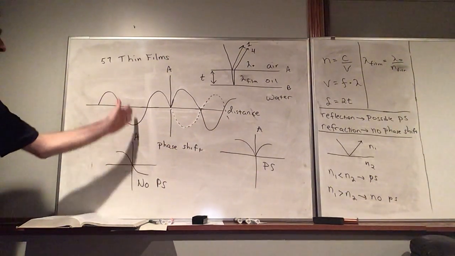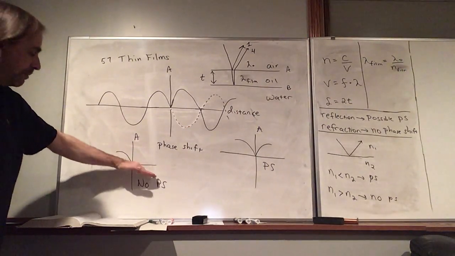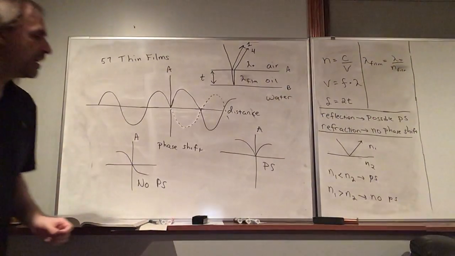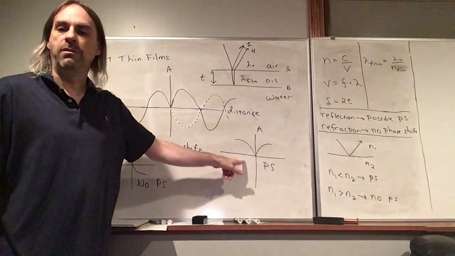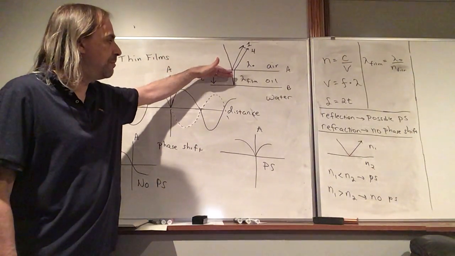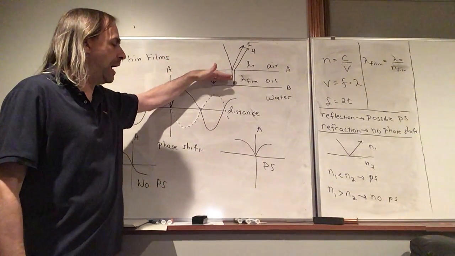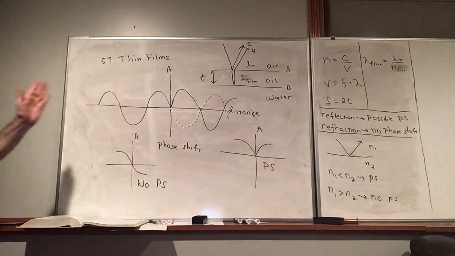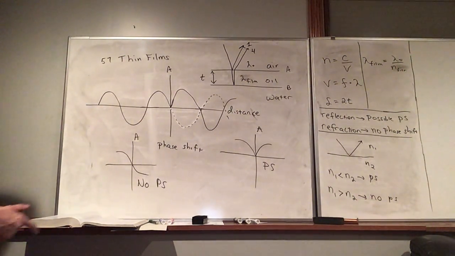So this one's easy. At surface A, it either just hits and keeps going if there's no phase shift, or it hits and bounces off. And typically, we're only going to really be dealing with this case because we're always going to be going from air to some medium. So we're always going from low to high. So the picture is pretty much going to look like this for that first boundary.